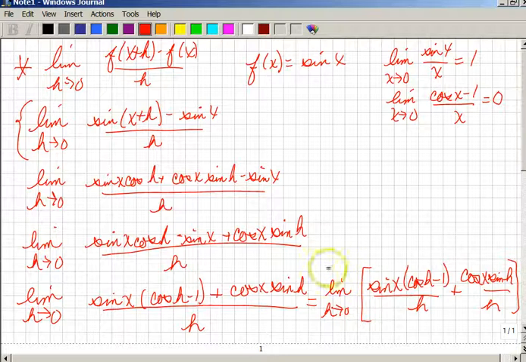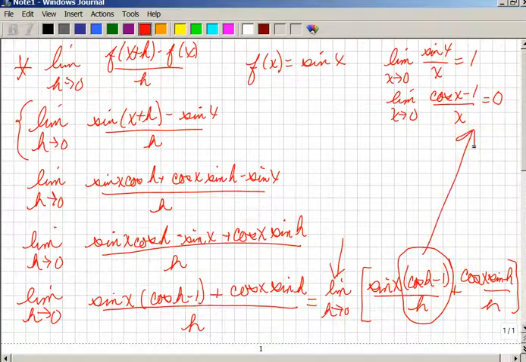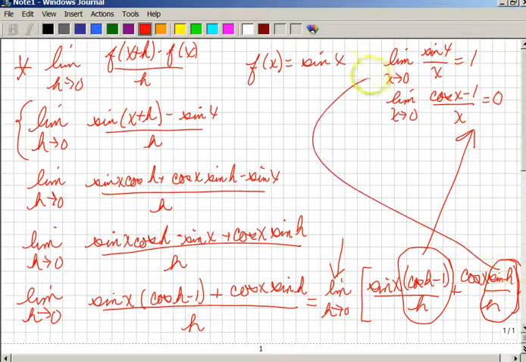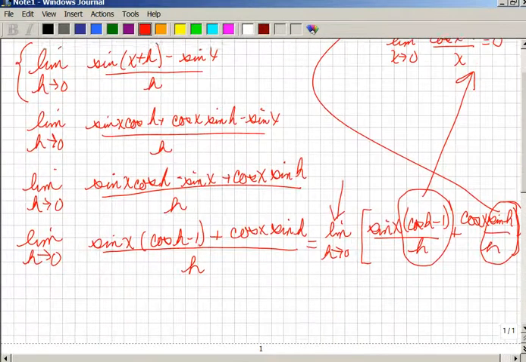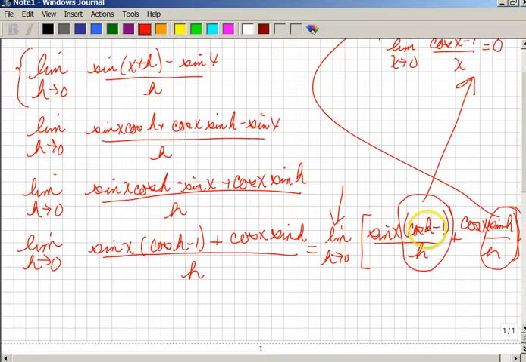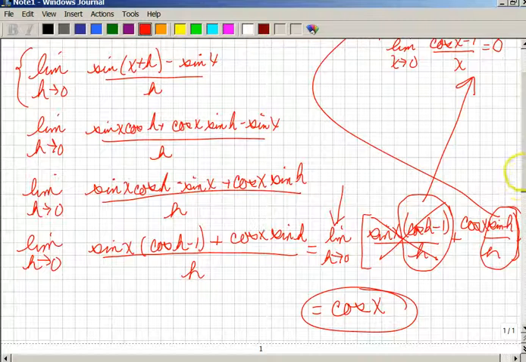And now looking at that, remember we're trying to take the limit as h approaches 0. Well, if you notice, this part of it corresponds to that limit. So that is equal to 0, and this part of the limit corresponds to this limit, which is equal to 1. So after we evaluate those limits, cosine h minus 1 over h is equal to 0. This drops out. Sine of h over h is equal to 1. So after we take the limit as h approaches 0, we're left with one thing, and that is cosine of x. So what that shows us is that the derivative of sine is equal to cosine.